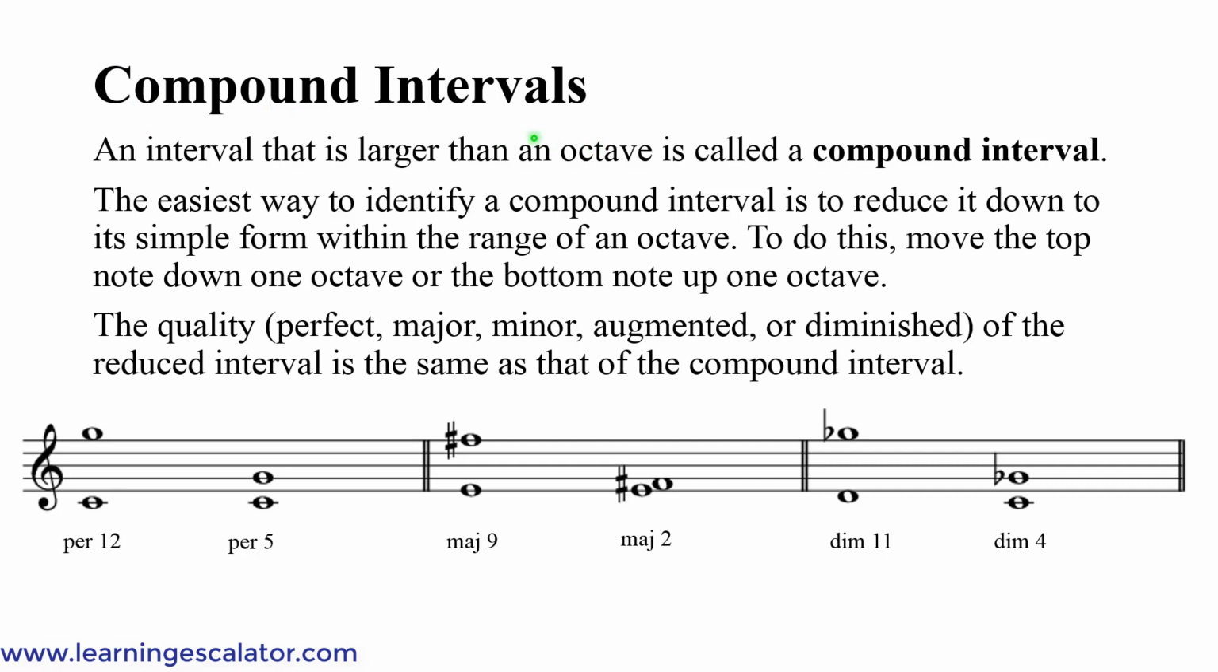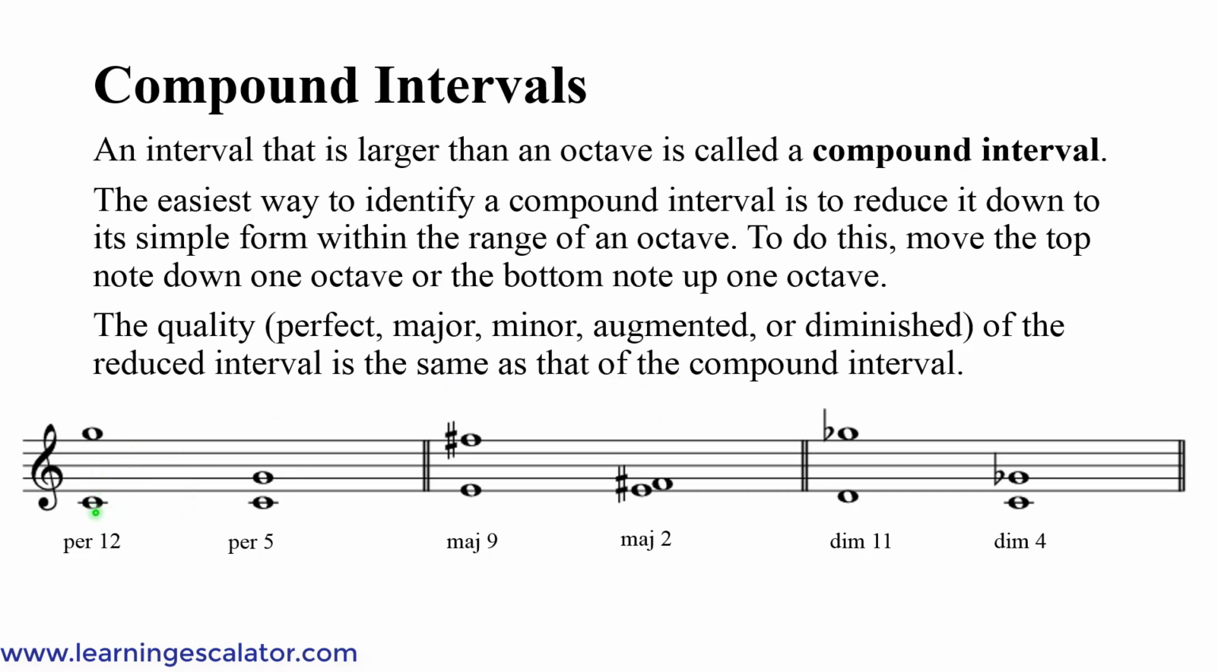Compound intervals. An interval that is larger than an octave is called a compound interval. The easiest way to identify a compound interval is to reduce it down to its simple form within the range of an octave. To do this, move the top note down 1 octave or the bottom note up 1 octave. The quality, which is perfect, major, minor, augmented, or diminished, of the reduced interval is the same as that of the compound interval.